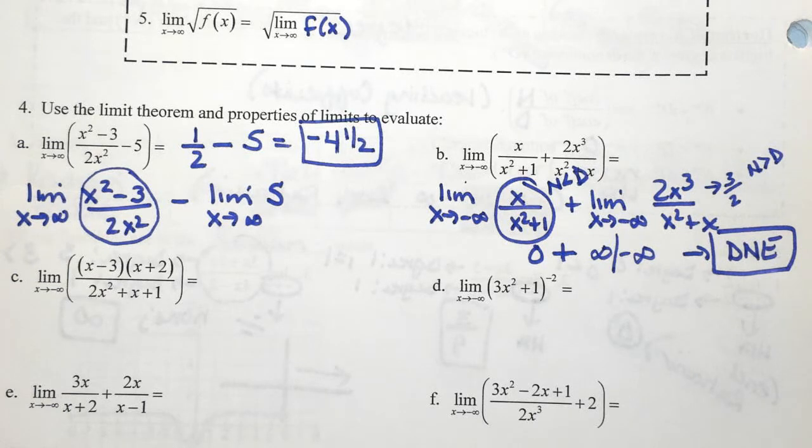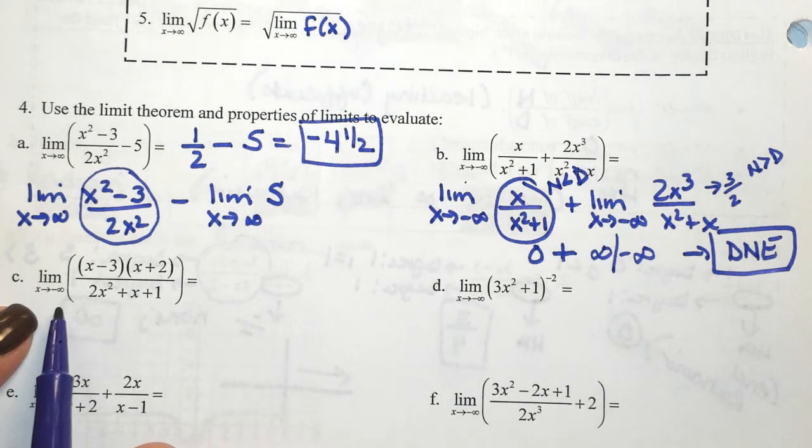Yes, Peyton? For these, are we going to get points off if we don't write that addition layer? No, we do have room. Yeah, that's fine.